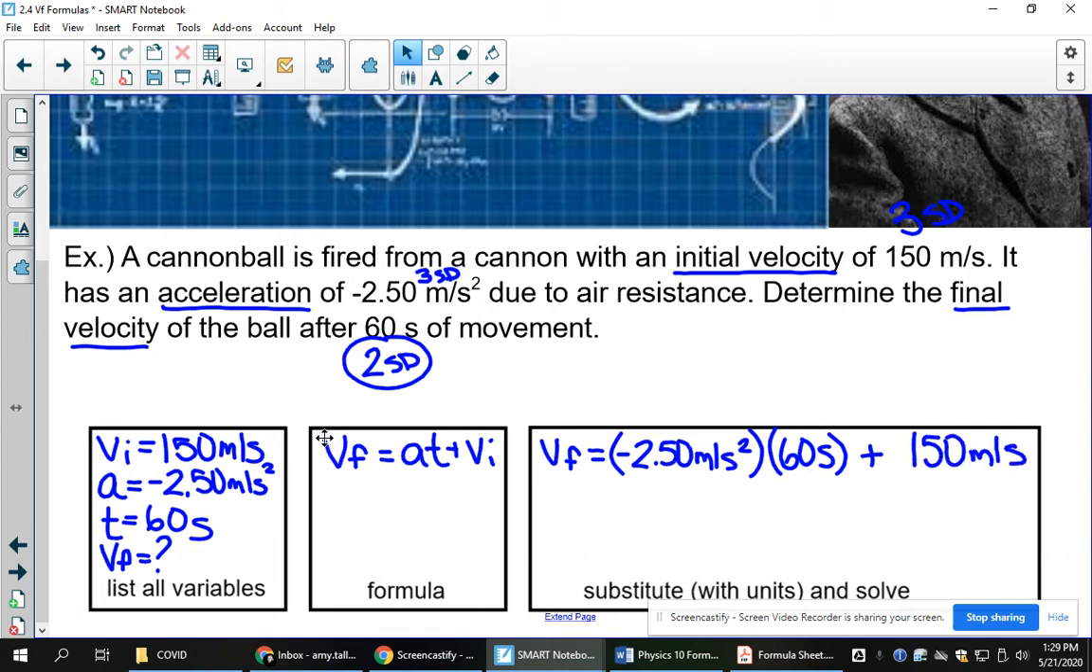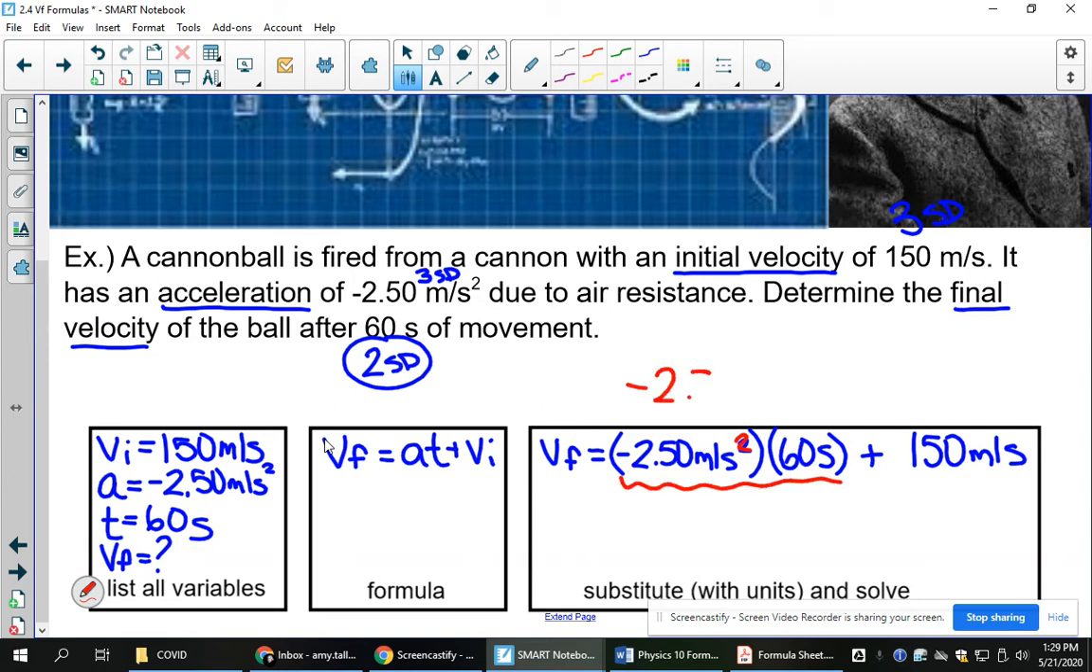Now let's talk about this little thing right here. That is part of the units. That is saying that acceleration is meters per second squared. That is not telling you to square the 2.5. That's not what it's saying. That's just the units.